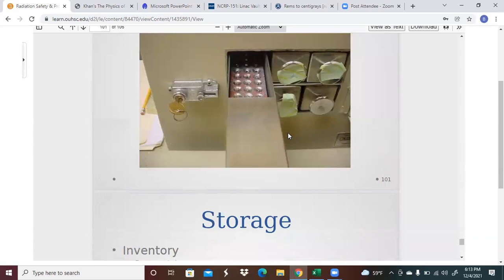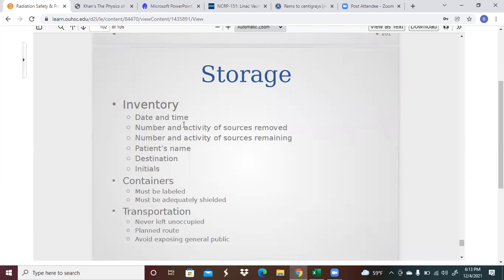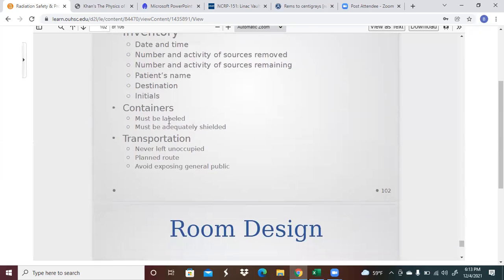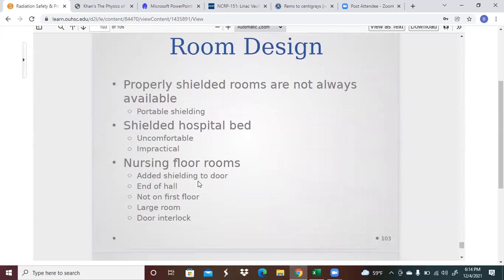Something like this. For inventory, you take the date and time at which it was received or stored, the number and activity of sources removed, and then the number and activity of sources remaining, patient's name, destination, initials. Containers must be labeled and adequately shielded. For transportation, it is never left unoccupied. You know what the route is, so if something goes wrong, you know where it is, or at least how much was there, and you avoid exposing the general public.